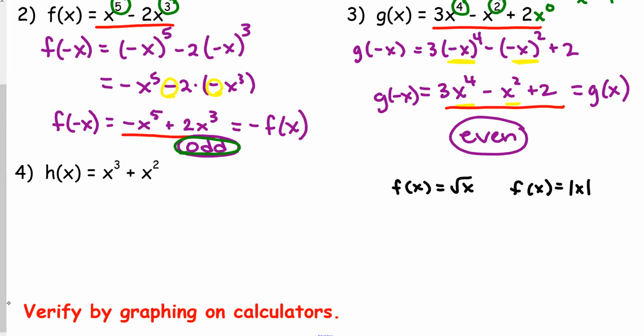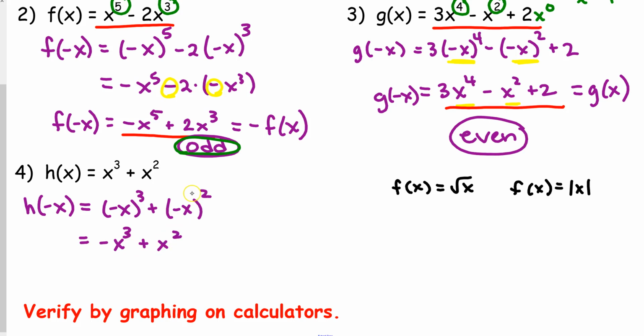If you want to apply your shortcut to start with, notice that you have one odd exponent and one even exponent. So what do you think is going to happen here? Let's do the test. Substitute the opposite of x in there. The opposite of x cubed is the same as the opposite of x cubed. And the opposite of x squared is the same as x squared. So when we compare this to the original, it's not equal to it, and it's not the opposite of it, so it's neither.